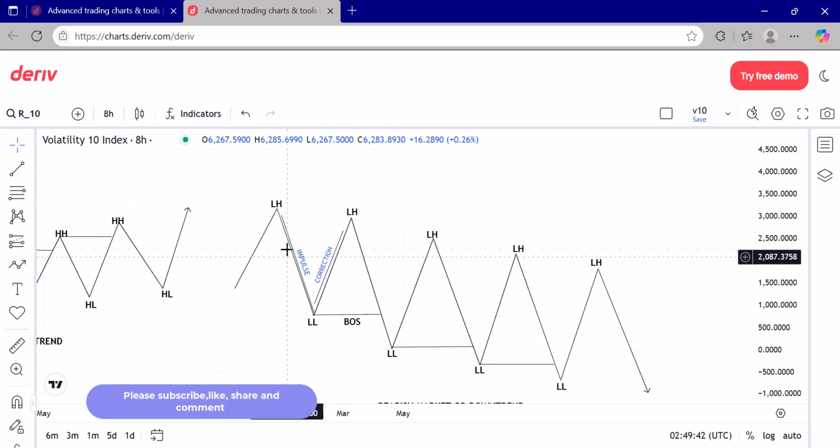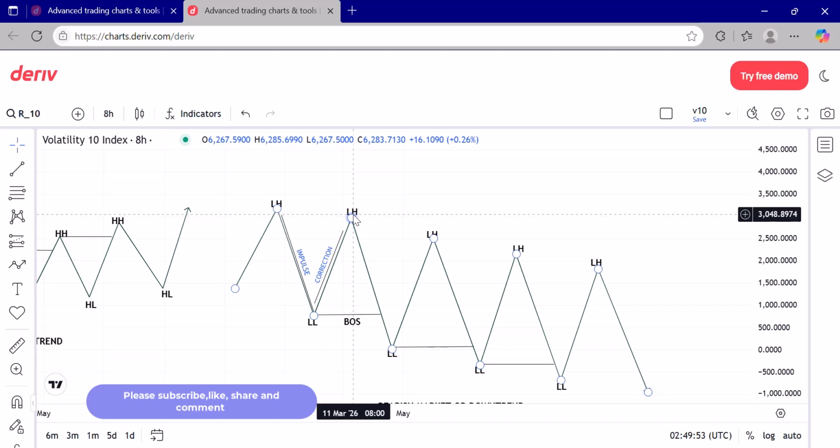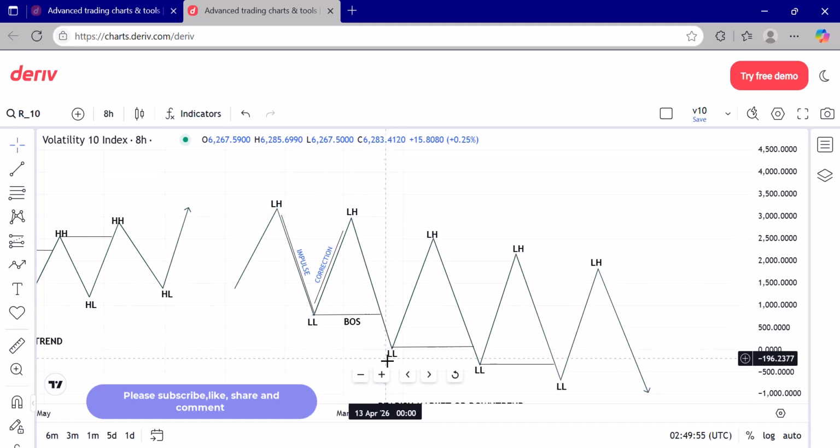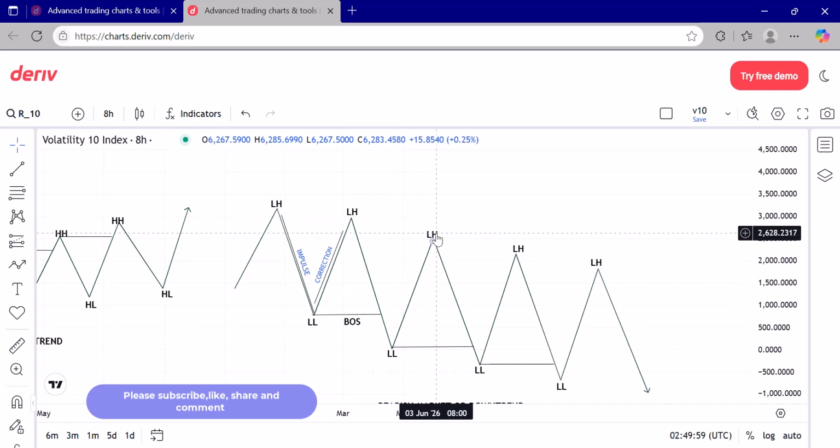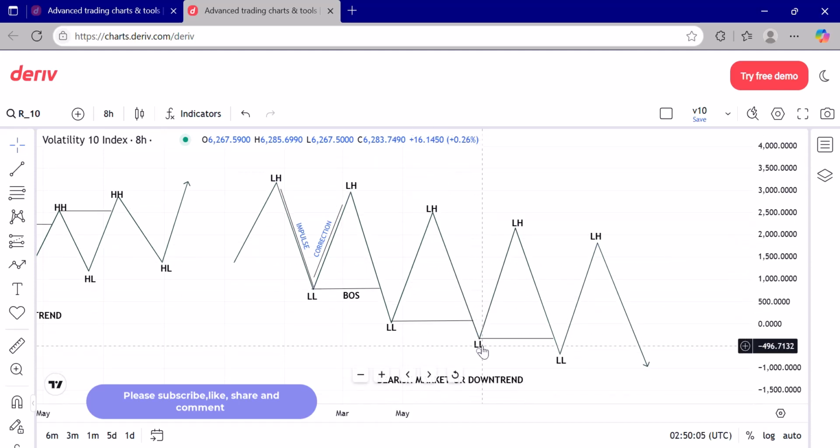Of course, the same thing as in the bullish markets. When the market is going down, that's the impulse move. When it goes up, that's the correction. If it goes down to make another low, we have the impulse move. If it goes up, that's our correction. If it goes down again to make another low, that's our impulse move.